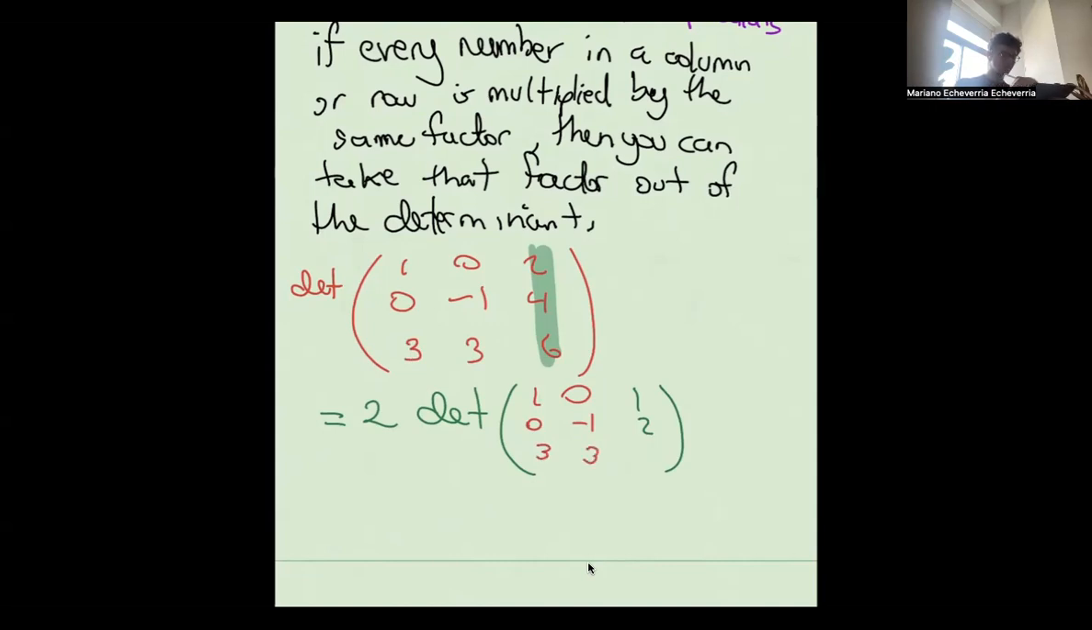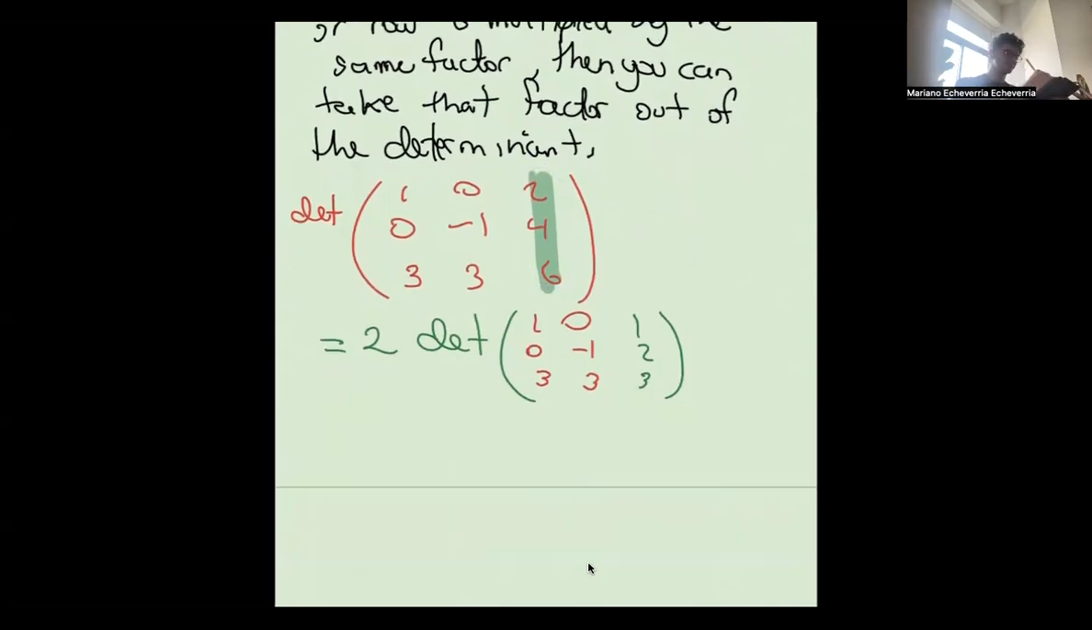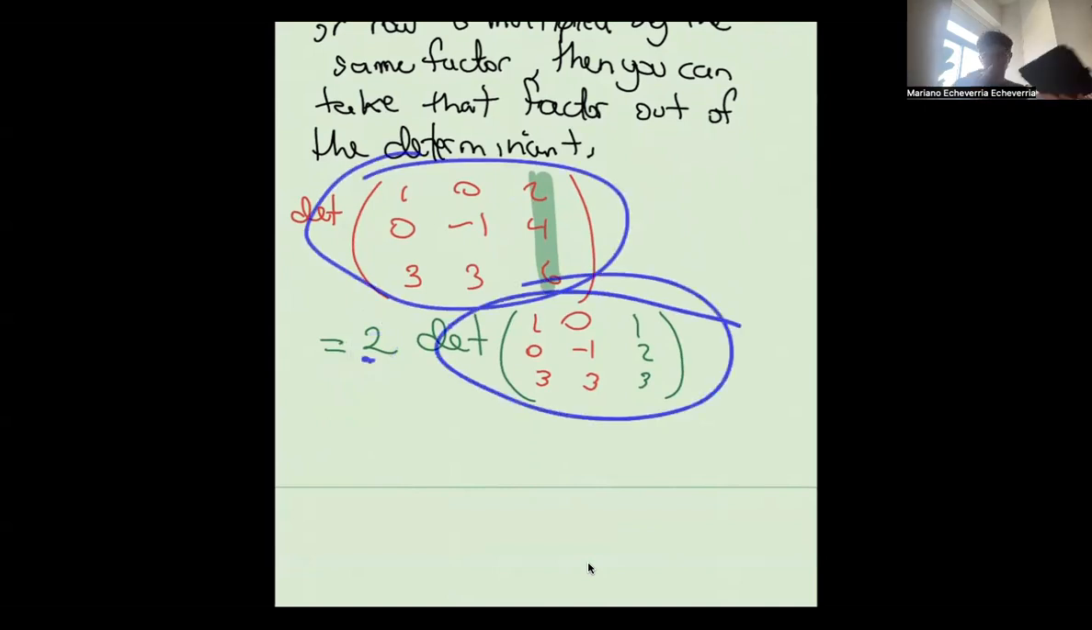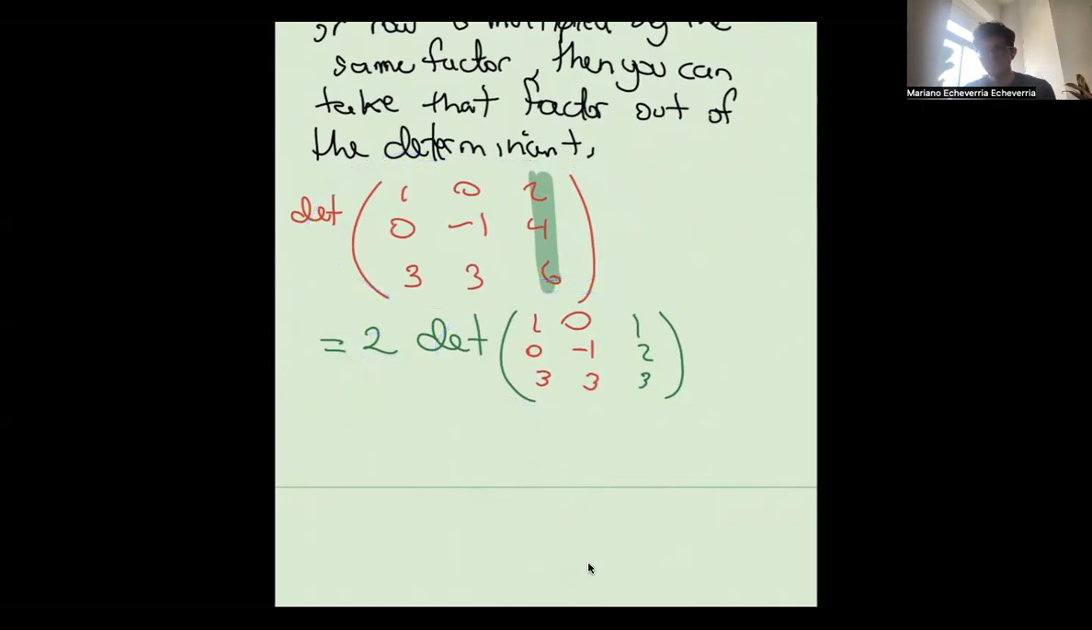Is that making sense? It is like a factorization rule, where you are allowed to take a constant per column or per row. There was an overall factor of 2 that each of these numbers had, so you can take it out of the determinant. So this determinant is really twice this determinant. Is that making sense?